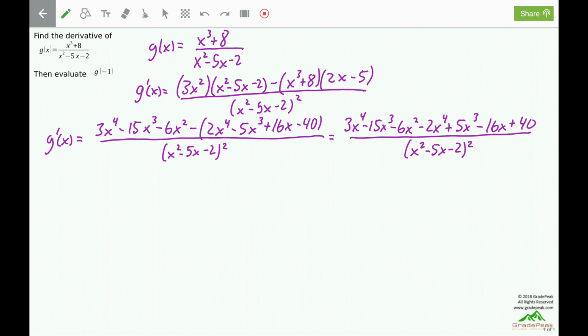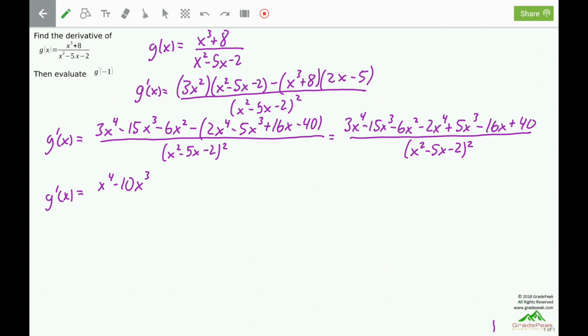Let's combine like terms together in the numerator. So g prime of x will be, I see two terms with x to the 4th. We have a 3x to the 4th and a negative 2x to the 4th. 3 minus 2 is 1. So I will end up with 1x to the 4th. I see two terms with x cubed, a negative 15 and a positive 5. Negative 15 plus 5 is negative 10x cubed.